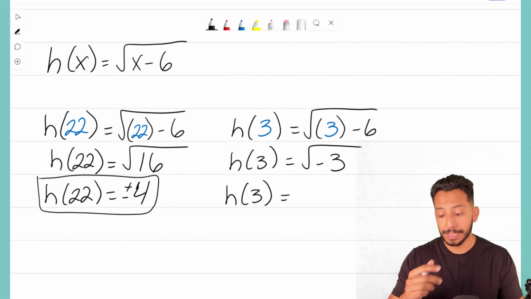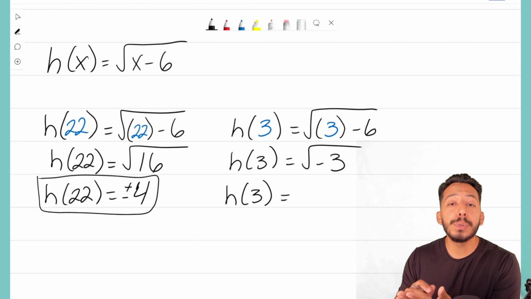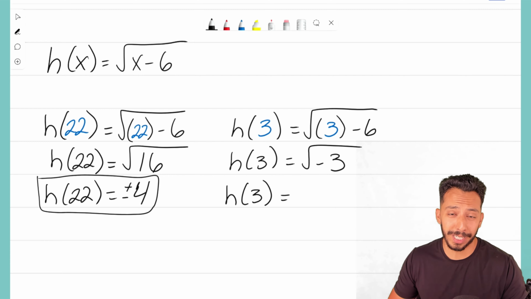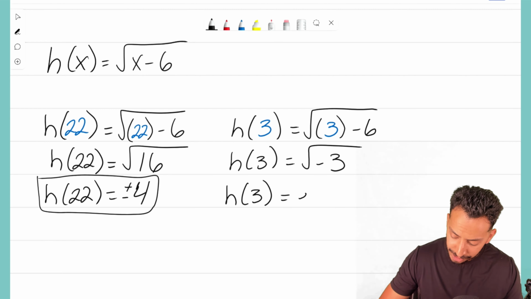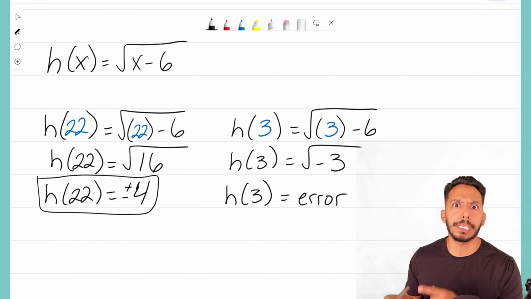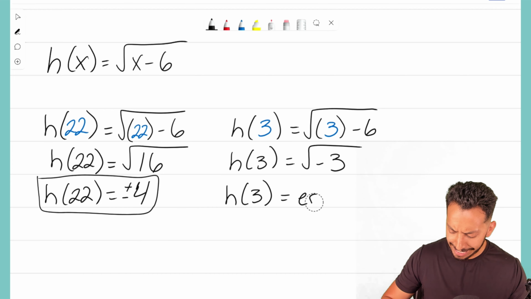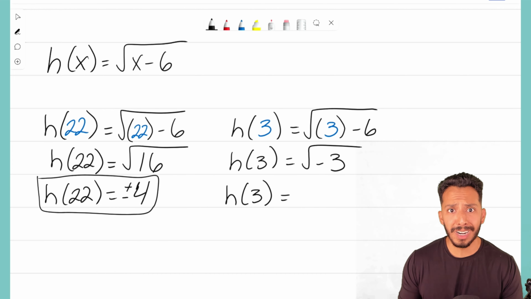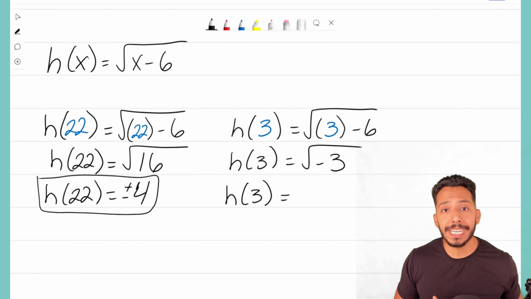And if you don't believe me, take out a calculator right now. Switch the app over, go to your calculator, and try taking the square root of negative 3. It's going to give you an error on your calculator. Now, the answer is not "error." I hate it when I see my students write this. No, the answer is not an error. Your calculator is giving you an error because it does not understand what's happening. This is not possible. You can't take the square root of a negative number.